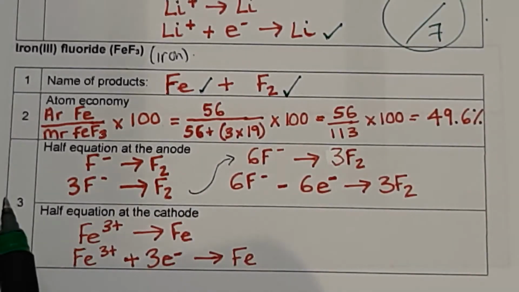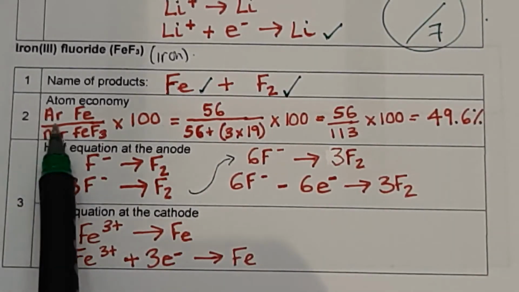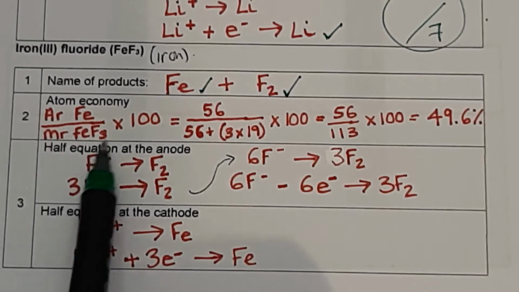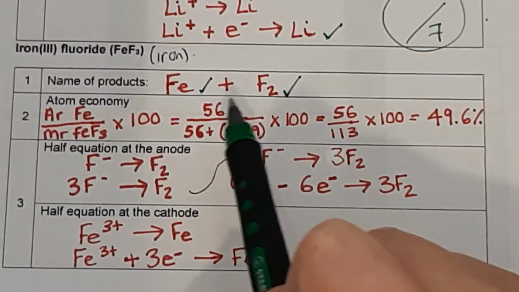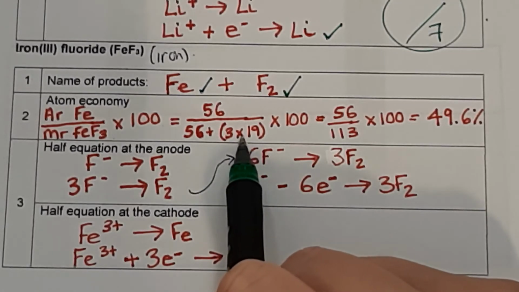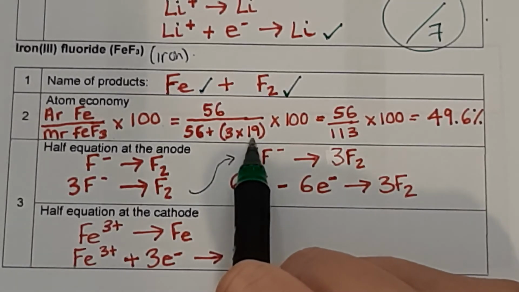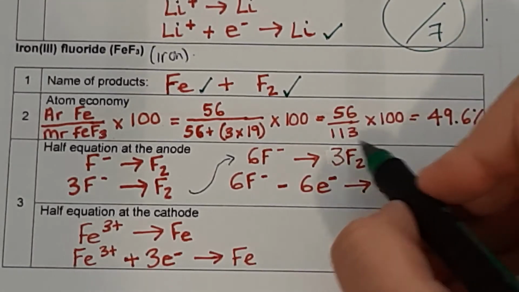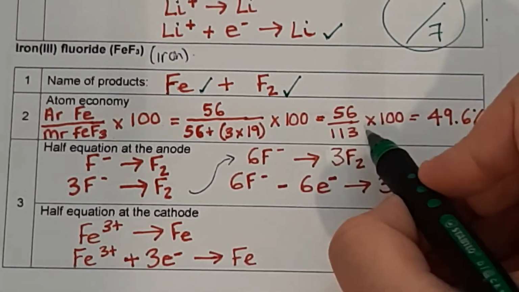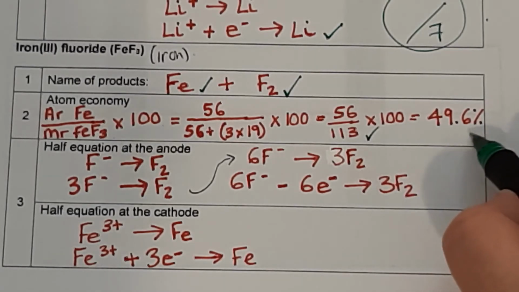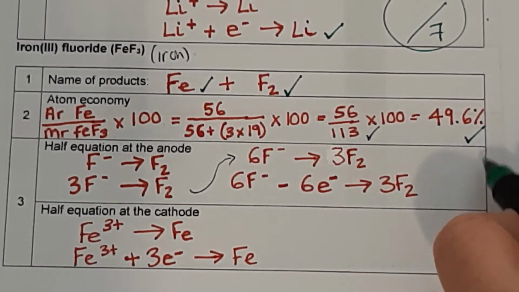For our atom economy, again, it is the relative atomic mass of the iron, which is the useful product, divided by the relative molecular mass of the whole compound, iron 3 fluoride. And that gives us 56 divided by 56 plus 3 lots of 19, which is the relative atomic mass of the fluorine. So that gives us 56 divided by 113, all multiplied by 100. So if you've written either of these out, then you have a mark for the workings. And then the answer to that gives us 49.6%, or if you've rounded that to 50%, you can also have a mark.